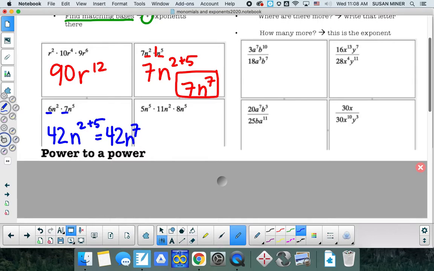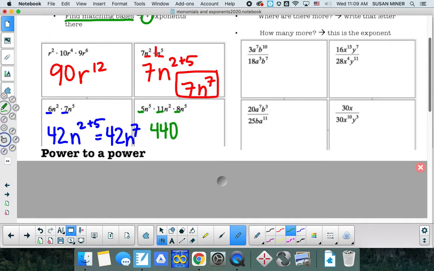Okay, then let's do this next one. This one, I've got 3 different numbers to multiply together. And so I'm going to take those 3 numbers and I just multiply them just like I normally would. And remember, I can multiply however many numbers together that I want to. So 5 times 11 times 8 gives me 440.